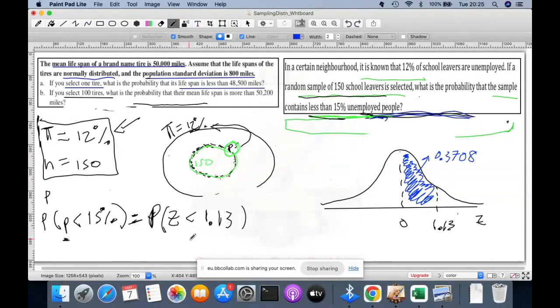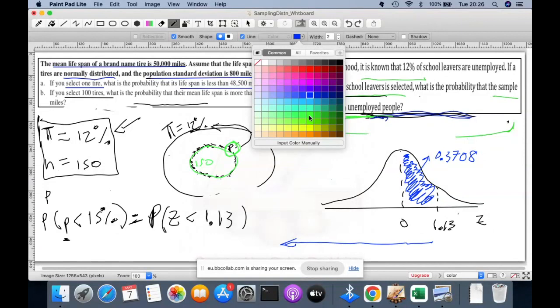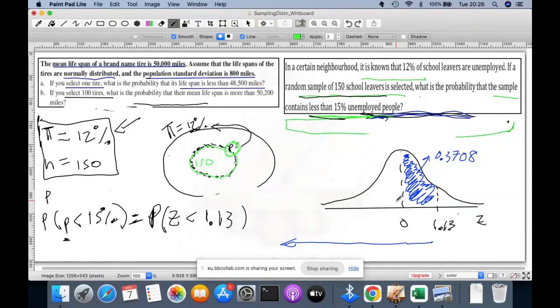So this area in blue is 0.3708. But remember the question says less than 1.13. Less than 1.13 doesn't mean you stop at 0. It means it's everything on the left of it, right? That's what less than means. So it even takes into account the area on the left of 0, which I will shade in a different color. Let's say green, which is this area here. So the answer to this problem is the green area plus the blue area. Does that make sense?